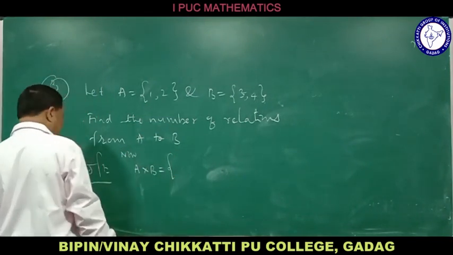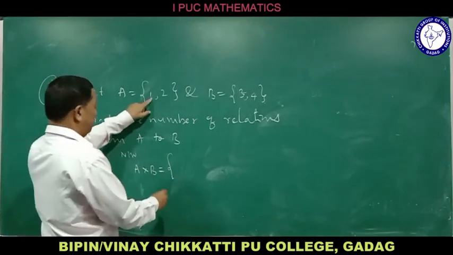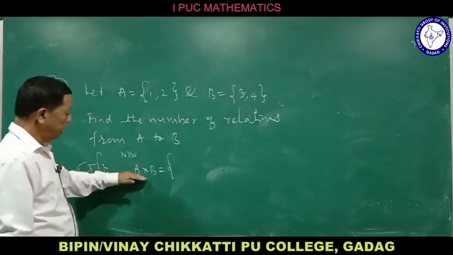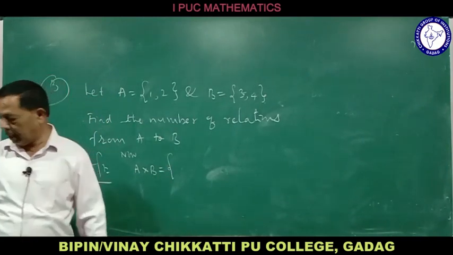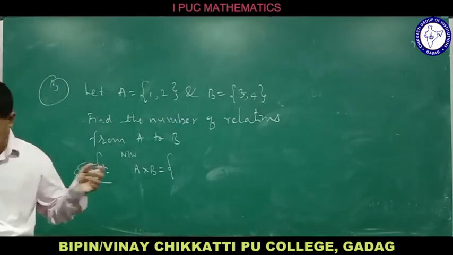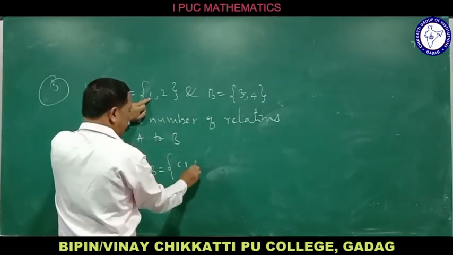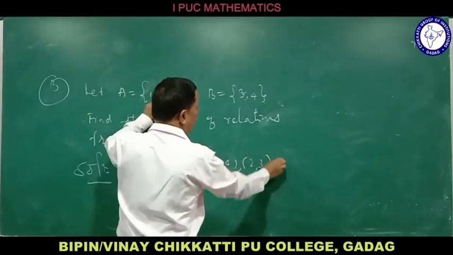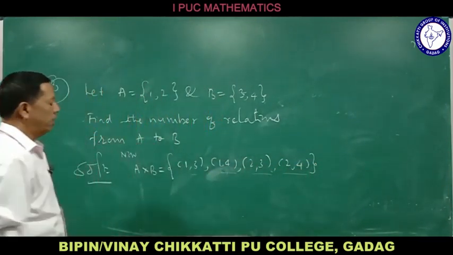You have to write all the relations. R is a subset of A cross B, and A cross B gives the total relations we are going to calculate. You have to take the Cartesian product. First you write A cross B by multiplying: (1, 3), (1, 4), next (2, 3) and (2, 4). So there are 4 elements in the Cartesian product.